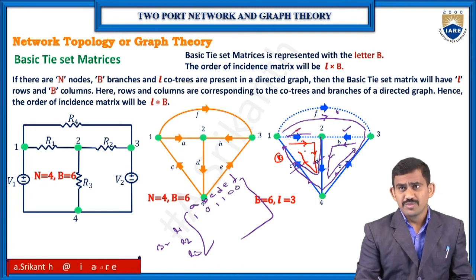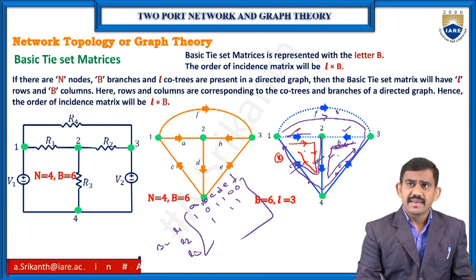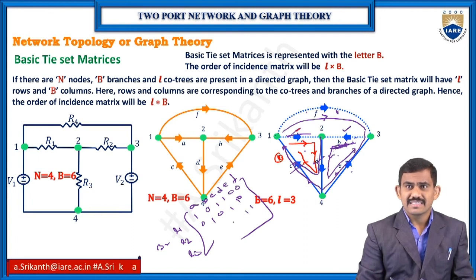Coming to loop 2, B direction. So B, D, E. B is 3 to 2, and here D is also 3 to 4, and it is also in the same direction. So we don't have any minus values. Coming to F: F, E and C.